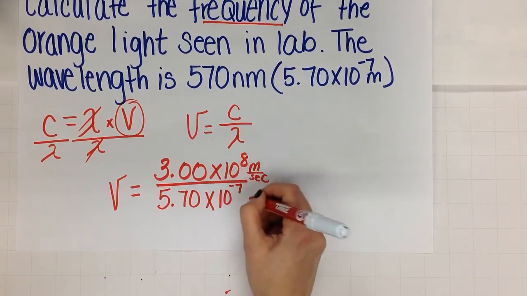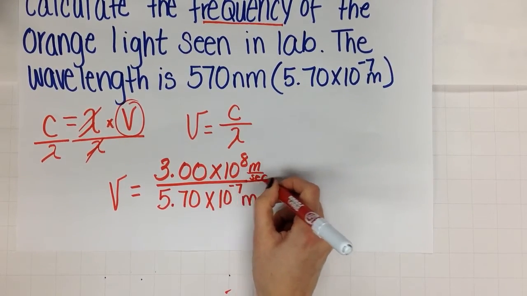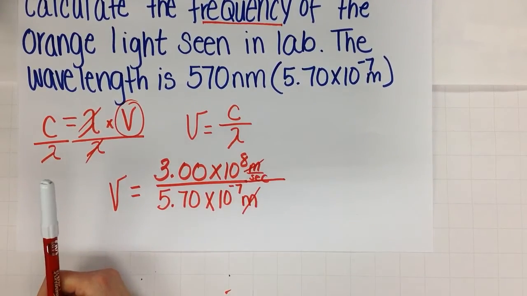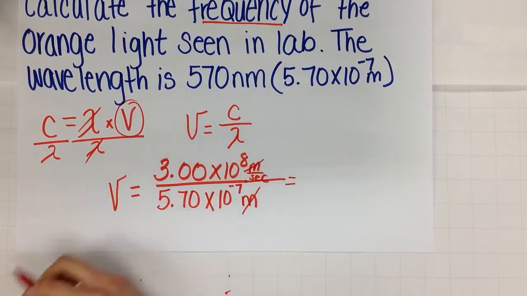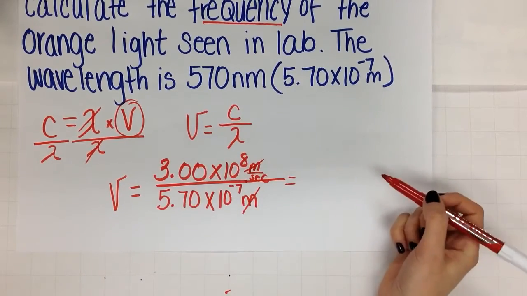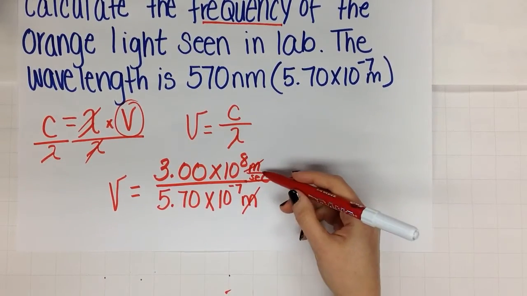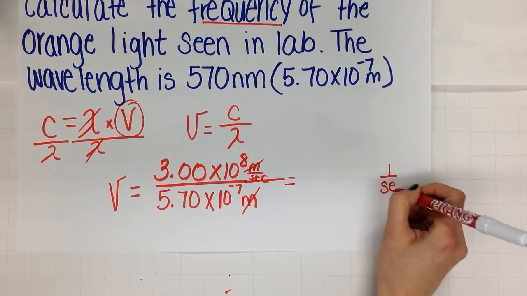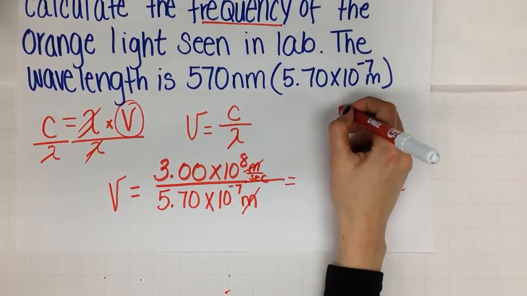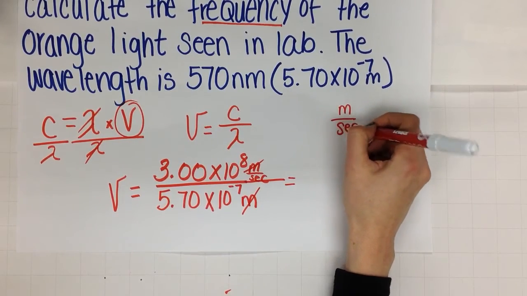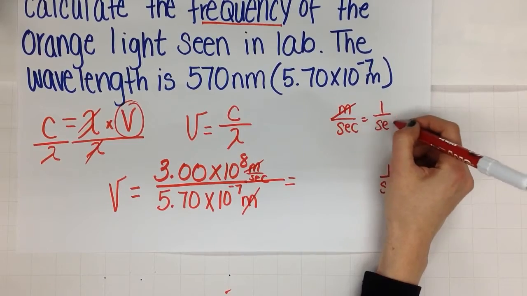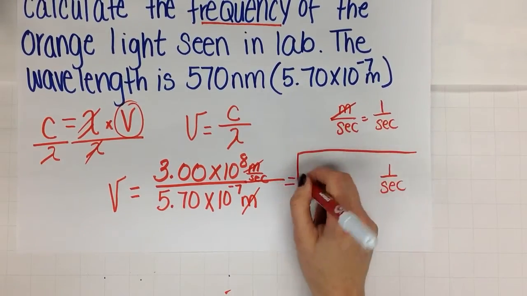So times 10 to the negative 7 meters. Okay, good. Remember, meter and the meter will cancel out. So when I divide these, this is a good time to divide them right now in your calculator. You will get a unit that is 1 over a second. Why? Because when the meter on top of seconds gets canceled out, it's left with a 1 on top over seconds. So that will be my unit.